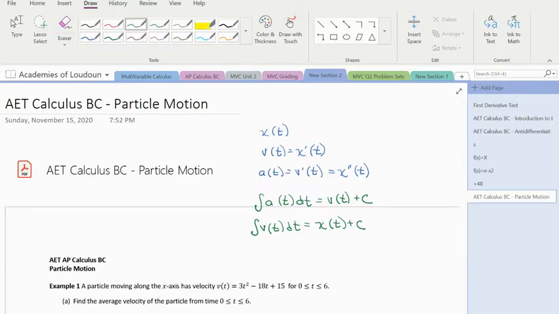Now, a couple of the formulas that we haven't talked about are with regards to displacement. So our displacement is going to be the integral from a to b of our velocity function. And the other equation that we need to be aware of is our total distance traveled. And total distance is going to be the integral from a to b of the absolute value of our velocity function.